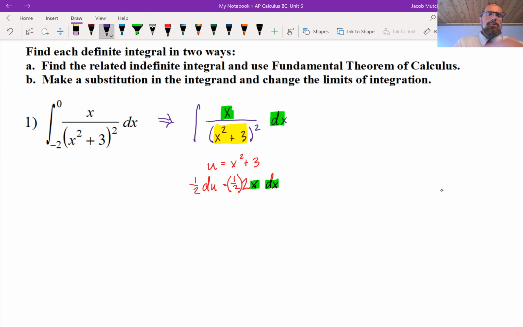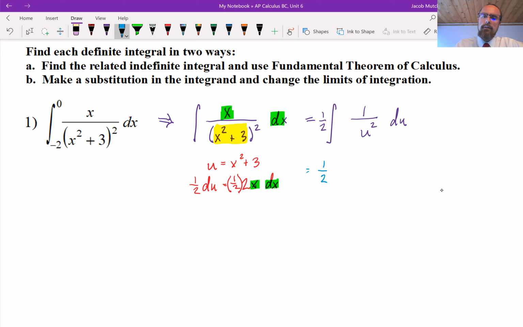So we'll make that substitution. Again, we're treating this as an indefinite integral first. This is the initial strategy that we've got. So here I'm going to call it the integration of 1 over u squared du, and I'll place that half out front that I put in front of half du there. And then I want to integrate.